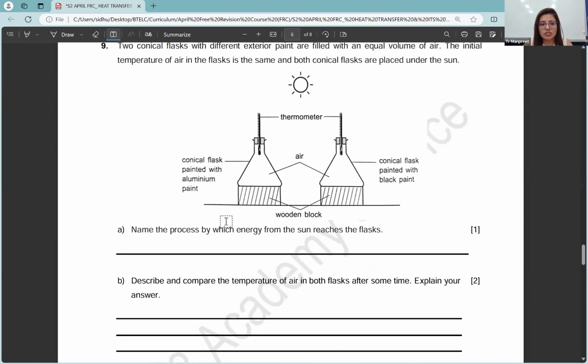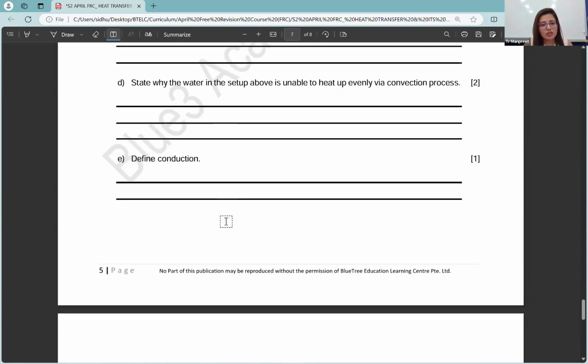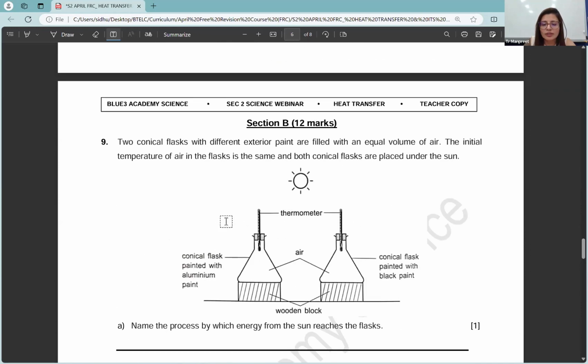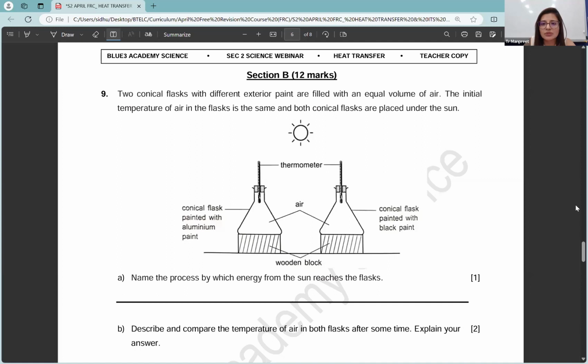We have two questions here that we are going to do. So let's look at it. Here we have two conical flasks with different exterior paint. What we are interested in is the type of paint. You have equal volume of air, and you are told the initial temperature of the air is the same. You see I'm highlighting as I'm reading, only highlighting important points about the question.